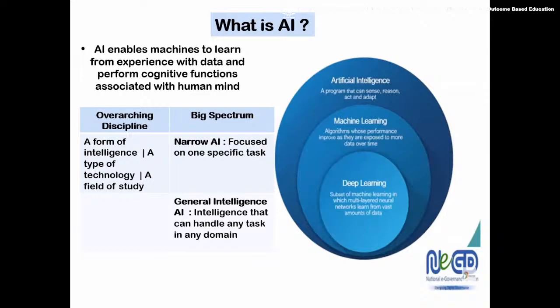If we look at the subsets of artificial intelligence, it's a program that can sense, reason, act, and adapt. The subset of which is machine learning, where the algorithm's performance improves as it is exposed to more data over time. And if you look at deep learning, it is again a subset of machine learning, and it has been framed as per the human mind's artificial neural networks.